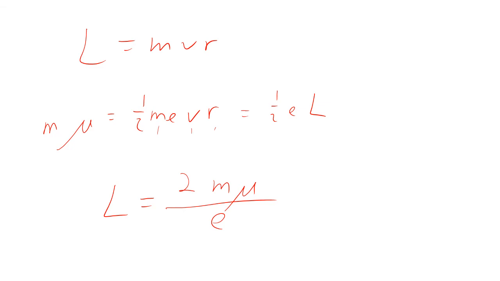So that means all of a sudden we have a very nice relationship between the angular momentum and the magnetic moment. We'll get back to that later, because it turns out that this angular momentum plays a key role in how the hydrogen atom works.